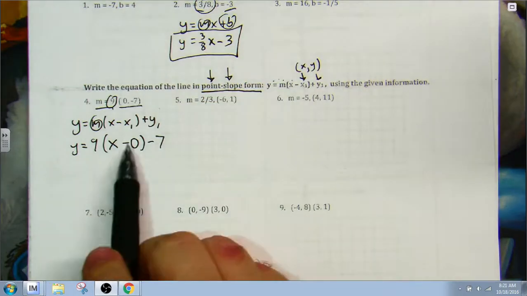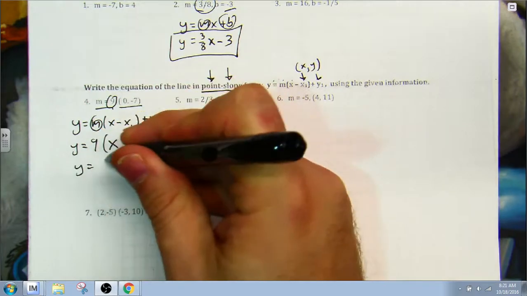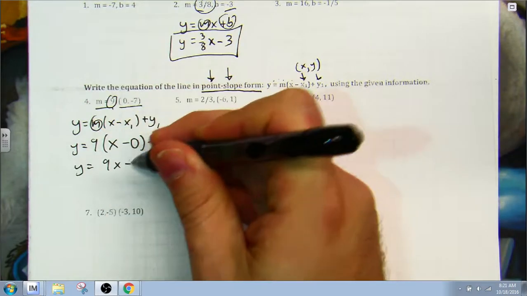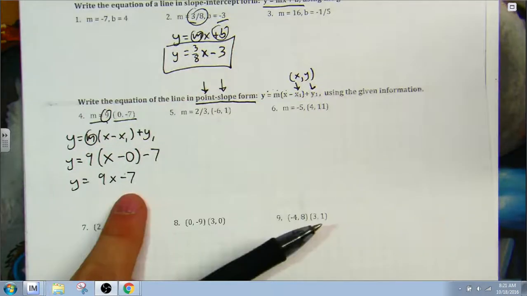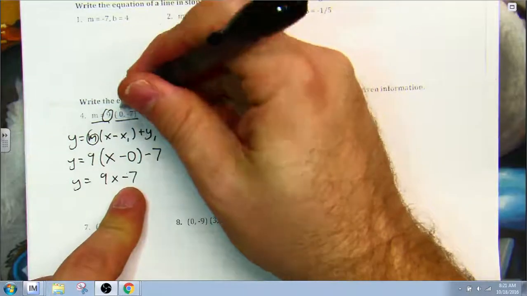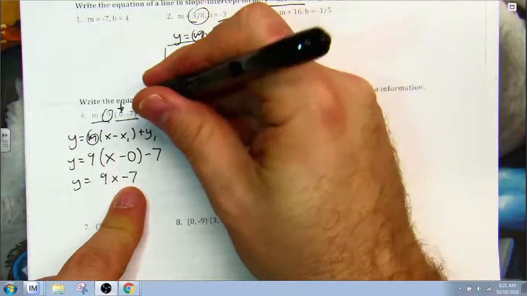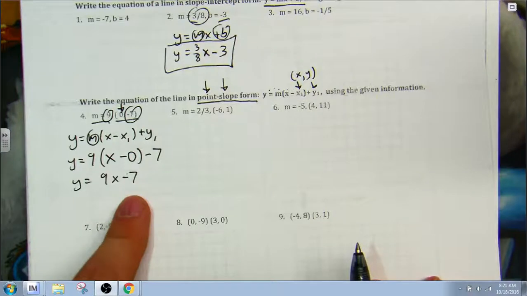So now I can simplify this, right? Because x minus 0 is just x. So y equals 9x minus 7. And I'm done. And actually, once we get here, we can see that this is just slope-intercept form, right? Because we had x equals 0, which is going to be our y-intercept. That means our corresponding y is the y-intercept. But let's do another one.